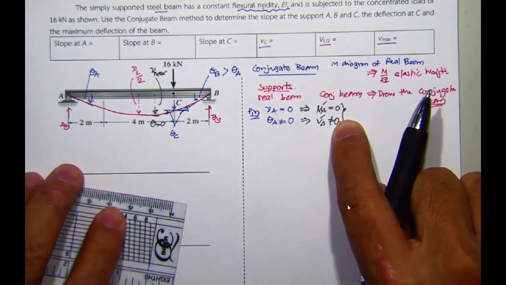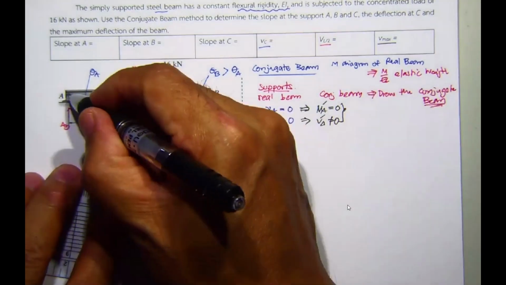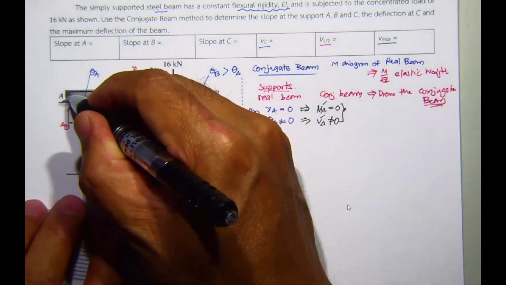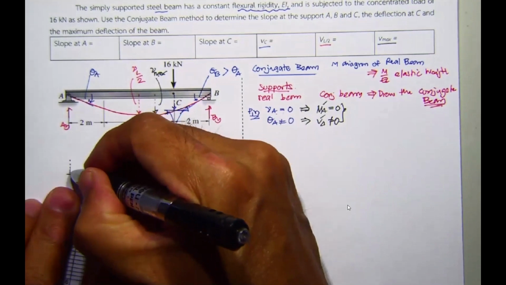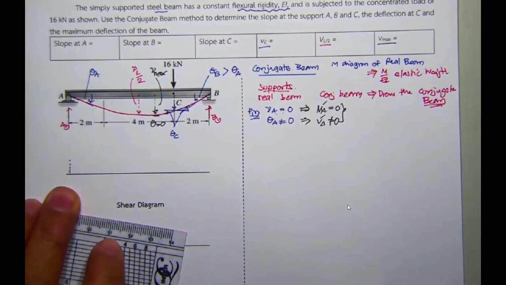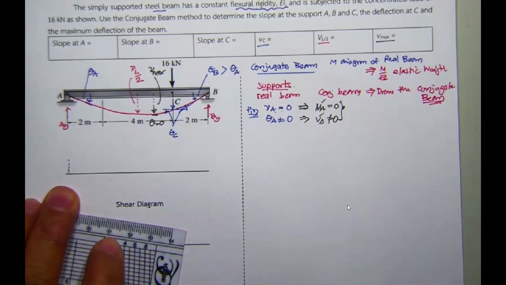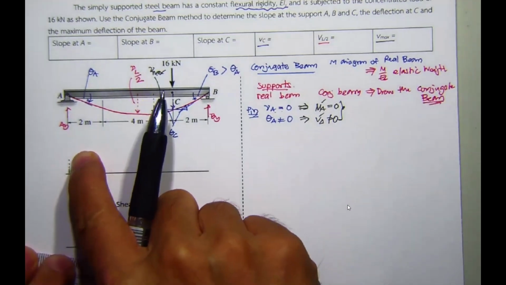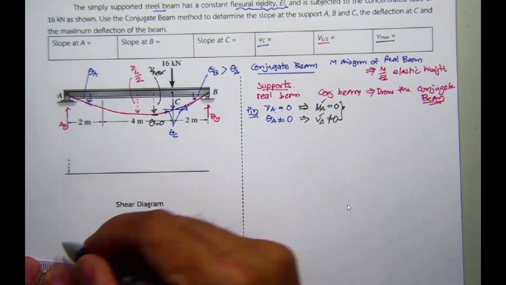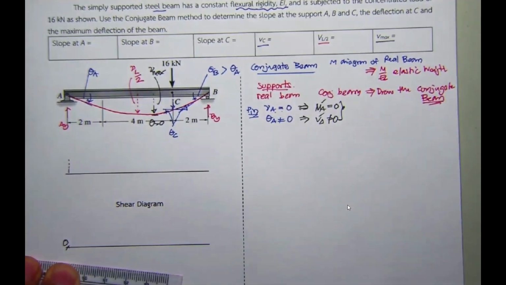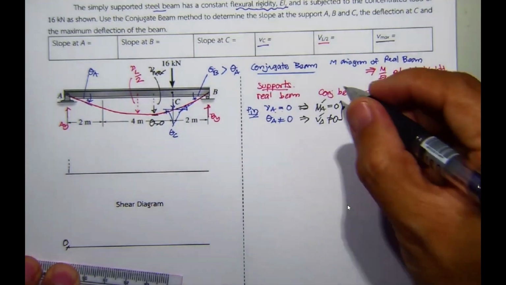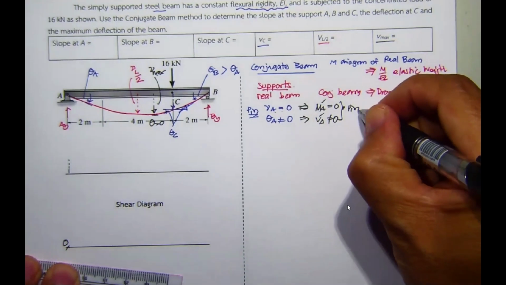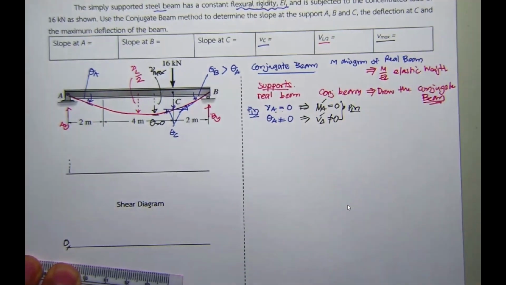Again, at point A you will get the shear force, A sub Y, and the moment will be 0. That means the pin is going to be the same pin on the conjugate beam.